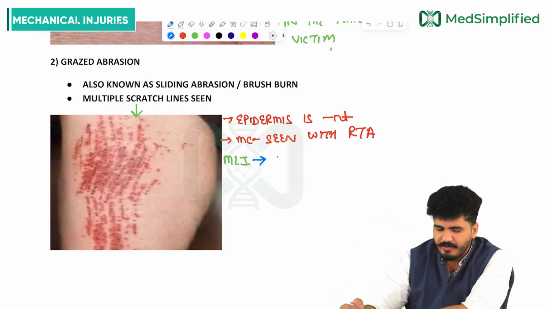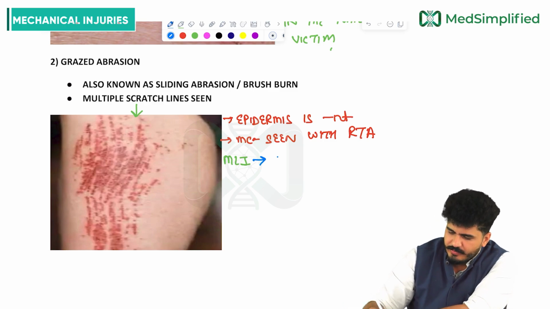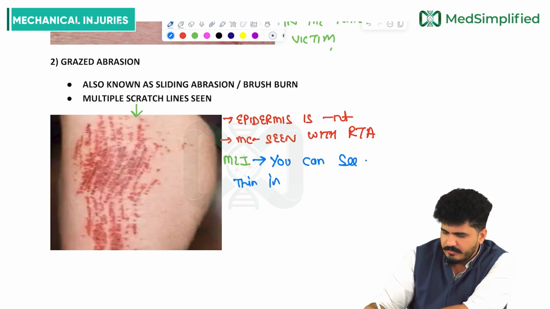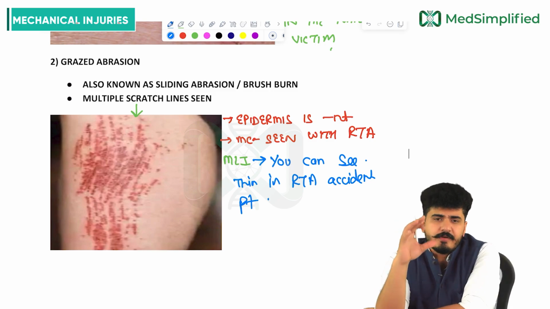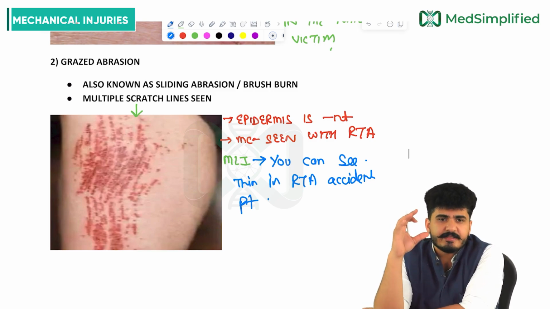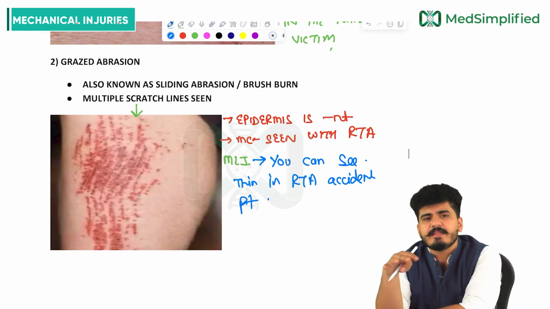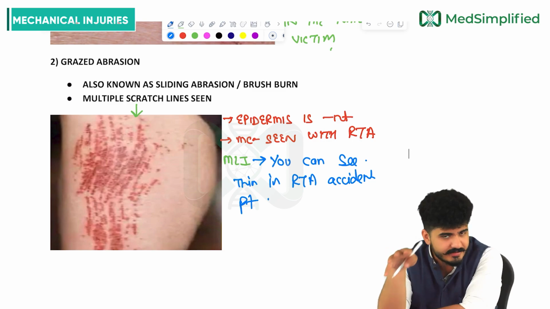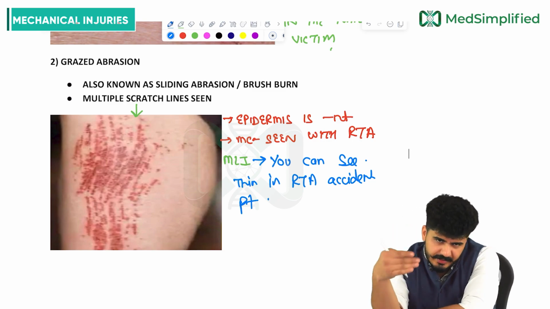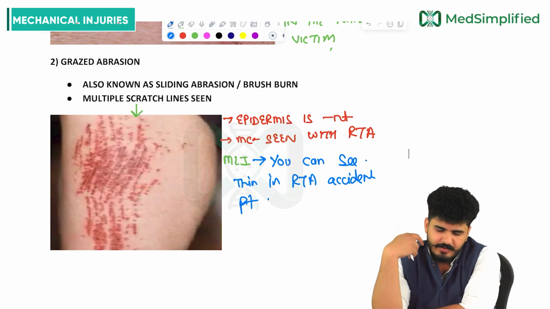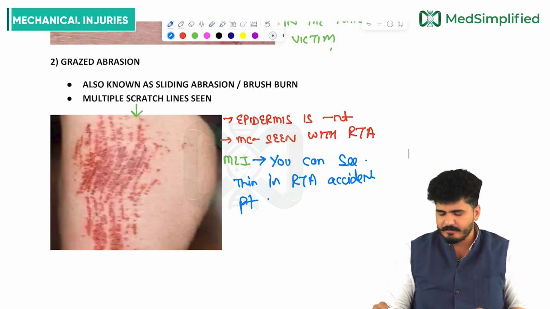So the medico-legal importance of grazed abrasion: you can see this in a road traffic accident patient. This will not clearly mention whether this is murder or suicide, nothing like that, but yes, it can tell whether the road traffic accident was there or not, because you will see the pattern of injury. So this is all about grazed abrasion, my dear friends.